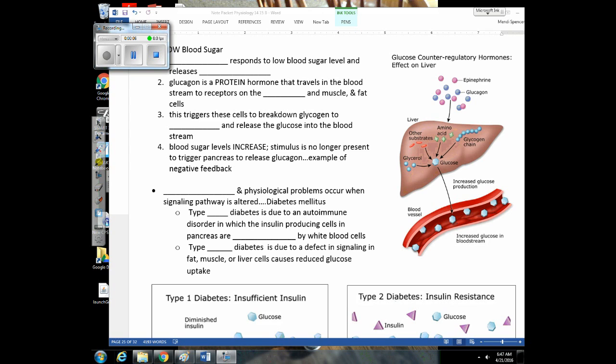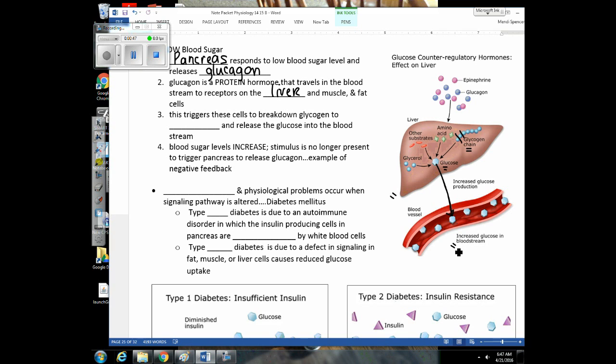Once again, it's the pancreas that can detect that. And instead of releasing insulin like it did whenever we had high blood sugar, it's going to release a protein hormone called glucagon. Glucagon is going to travel in the bloodstream to those target cells, liver cells, muscle cells, and fat cells that were originally targeted to store glucose as glycogen. You can see here in this liver, here's a glycogen chain. We can break it up into glucose subunits that can be released into the bloodstream, and we can get that increase in glucose concentration in the bloodstream.